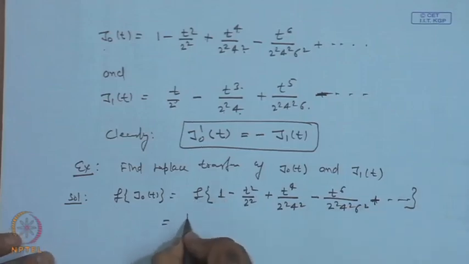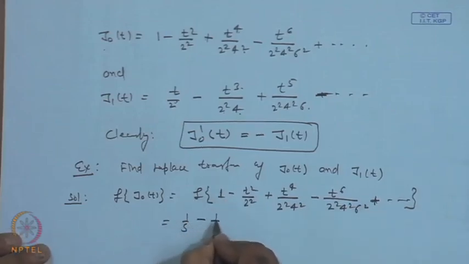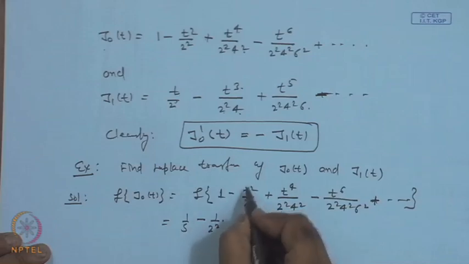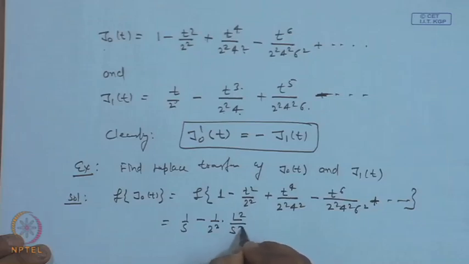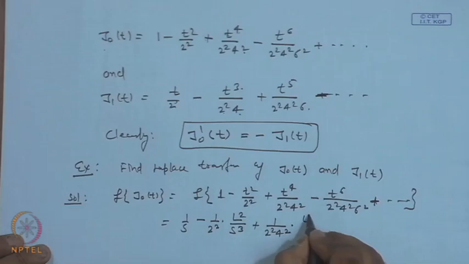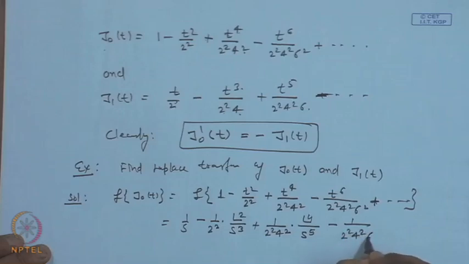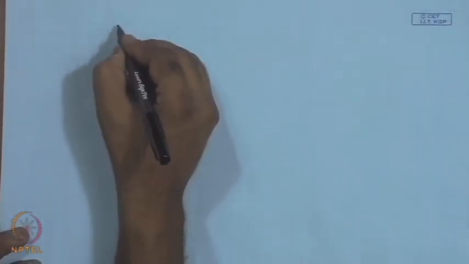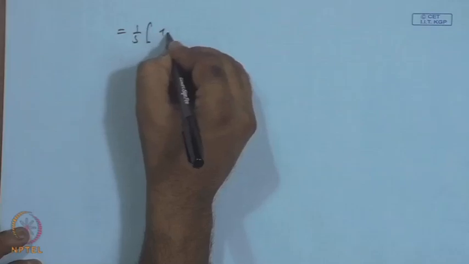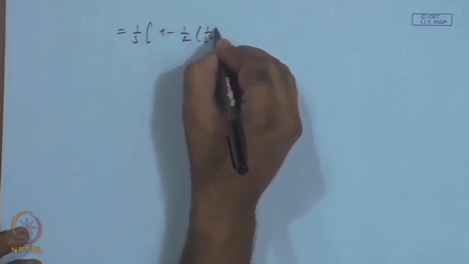So, we have Laplace of 1 is 1 over s, then we have minus 1 over 2 square, Laplace of this t square is factorial 2 over s cube, and so on. So, 2 square, 4 square, then we have factorial 4 over s^5, and we have 1 over 2 square, 4 square, and 6 square, we have factorial 6 over s^7, and then we simplify this to get 1 over s, 1 minus half, we will get 1 over s square.